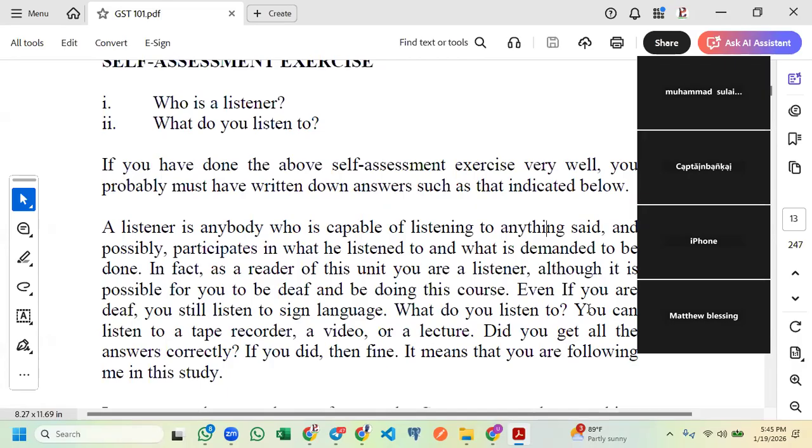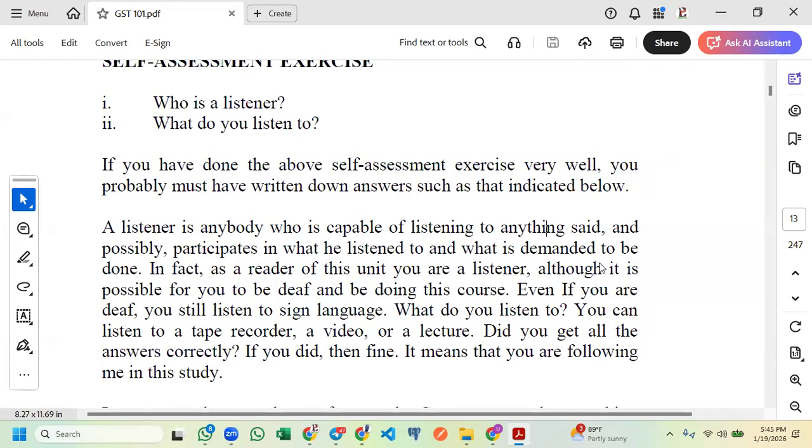Excuse me. So don't worry, you will get there when we start breaking it down now. A listener is anybody who is capable of listening. That is the first thing. This person must have ears, must be able to listen, and then possibly participate in what he listens to. What you require for all this, we will later break down.